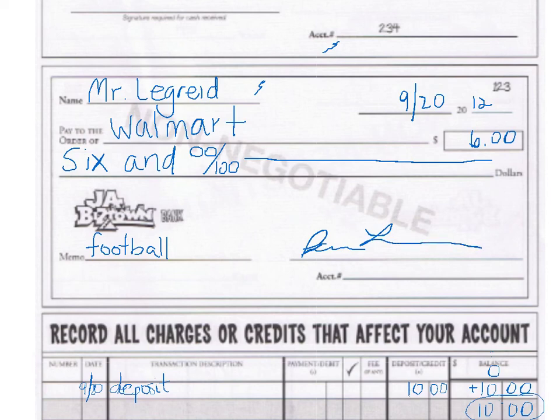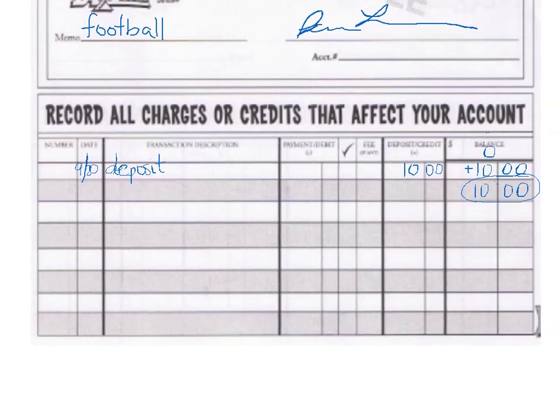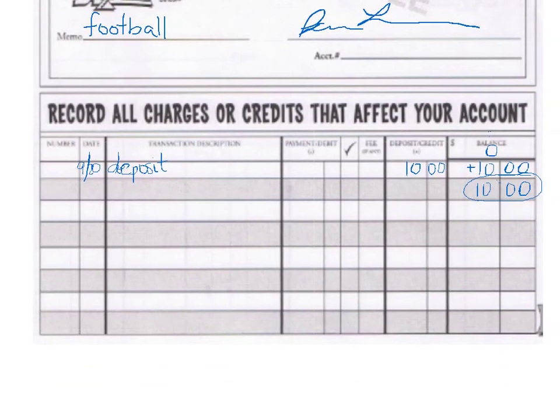Okay, so now you just spent $6. So of course your balance changed. So now you have to scroll back down again. Let's say you want to record spending $6. So it's the same date, 9/20. The transaction description is where you write where you spent the money. You spent it at Walmart.